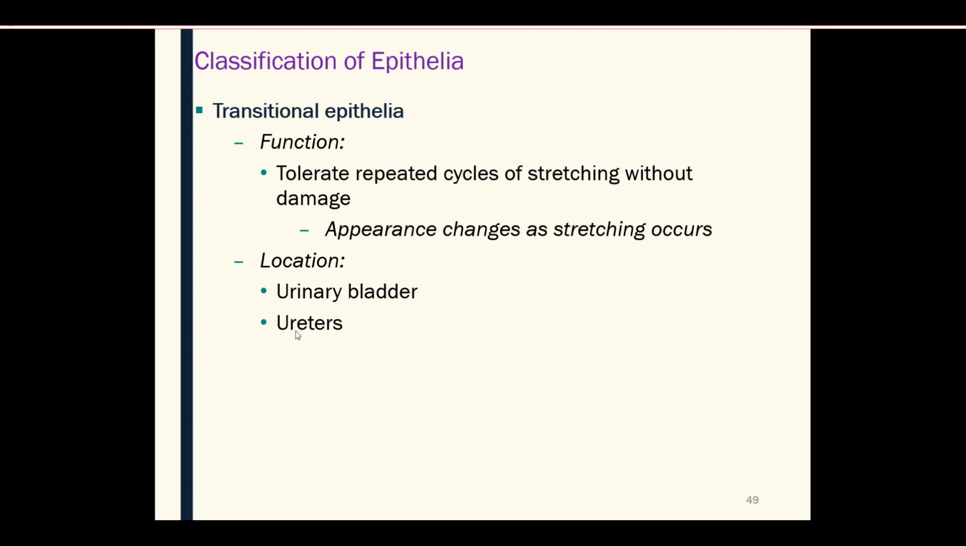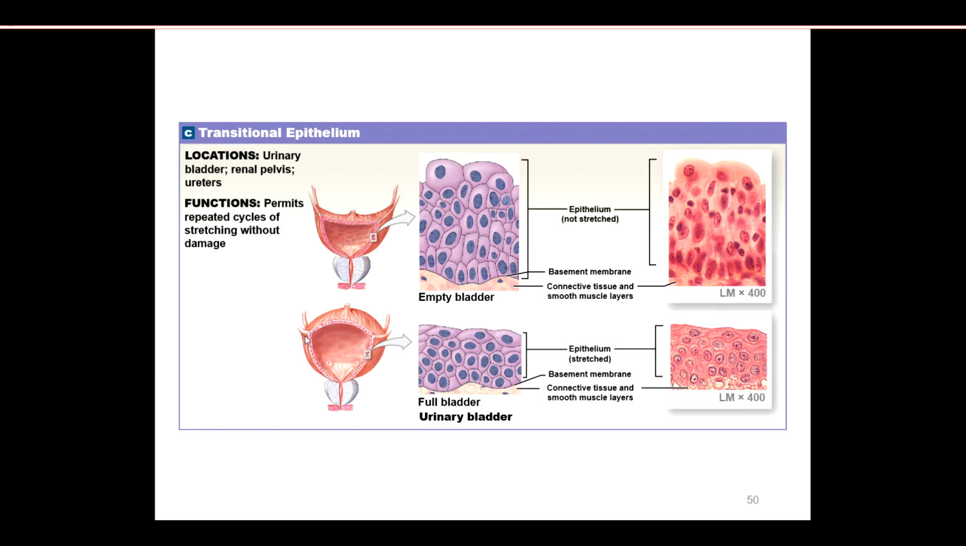And then the other place are the ureters. These are the tubes that connect the kidney to the bladder. They also have transitional epithelium. So let's take a look. Here's an example of the urinary bladder, right? We can see this is actually a male urinary bladder because this is the prostate gland right over here. And so we happen to know this is a male. And the bladder at this point is empty, right? So there's no urine in here, and the bladder has a certain size to it.